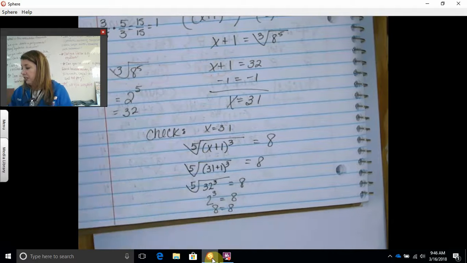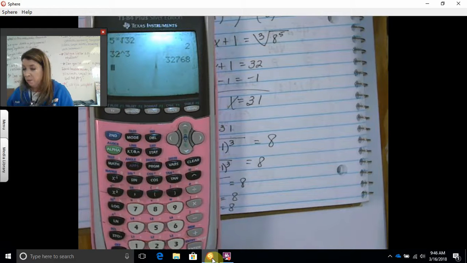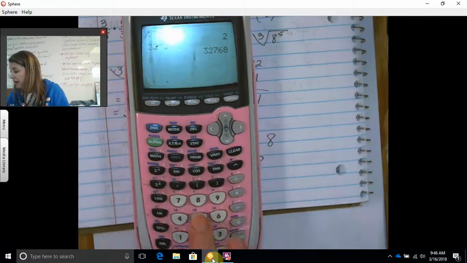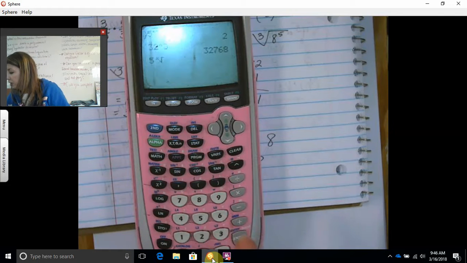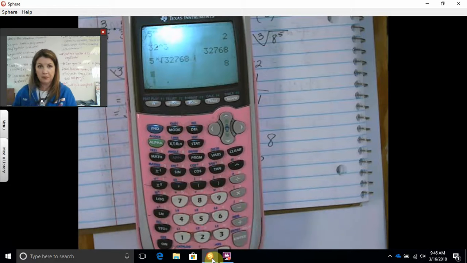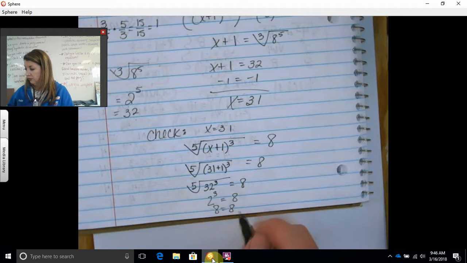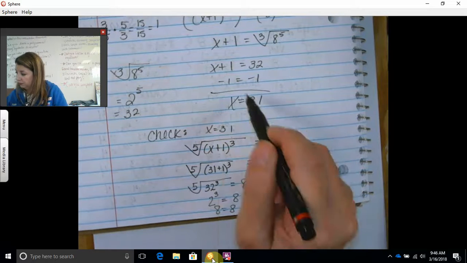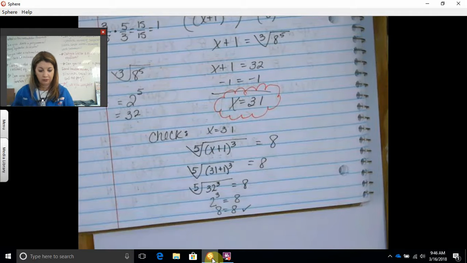Or I could have done 32 cubed first. 32 raised to the 3rd power is 32,768. And then taking the 5th root of that, I do math, option 5, 32,768, and I get the same thing. All right. That checked out. Our answer is 31. Everybody cool with that?